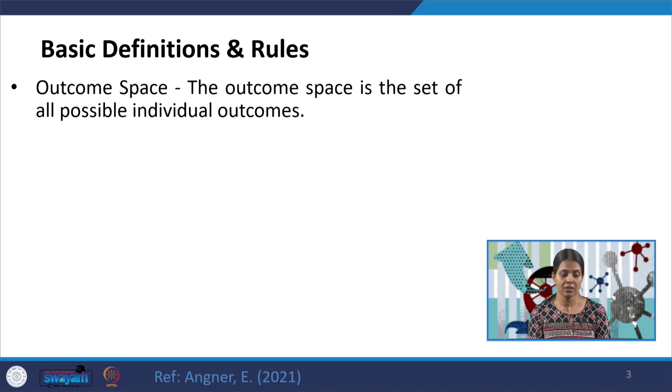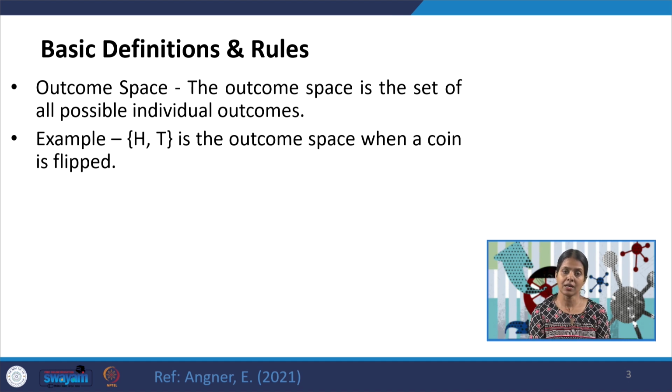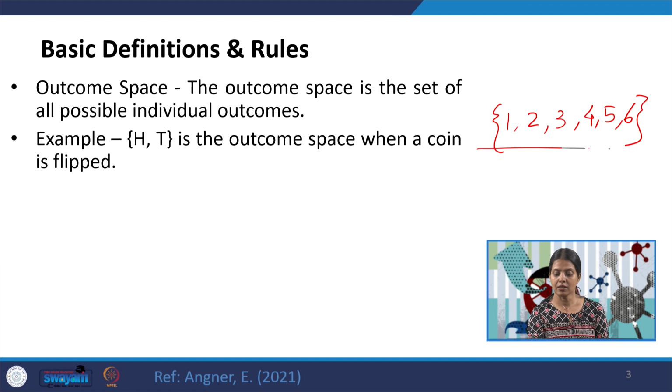We begin with very basic definitions like outcome space. The outcome space is the set of all possible individual outcomes. For example, if I flip a coin, then head and tail, both of them together constitute the outcome space. That is, these are the possible outcomes. In a similar fashion, if I roll a dice, then the outcome space will have 6 components. They are 1, 2, 3, 4, 5, 6. That is, these are the 6 possible outcomes. So, this is the outcome space when a dice is rolled once.